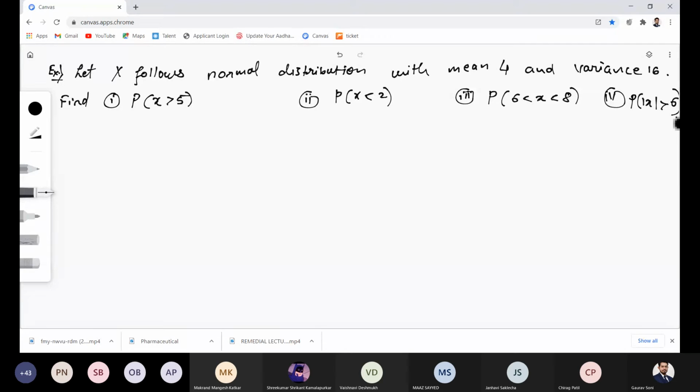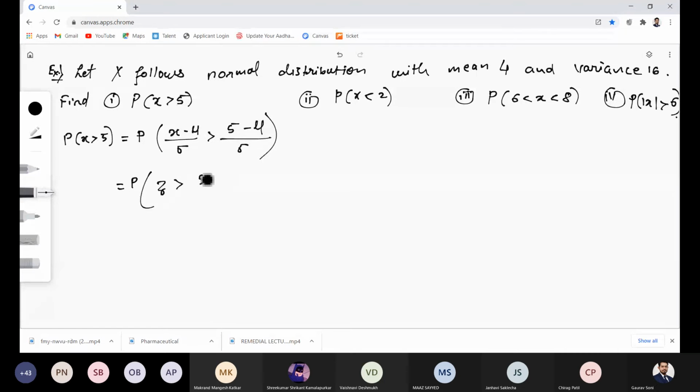So let's come to the first one. Probability of x greater than 5 is equal to probability of x minus mu by sigma greater than 5 minus mu divided by sigma. Put the values of mu and sigma. So x minus mu by sigma will become z. So 5 minus 4 divided by sigma, variance is 16, so sigma will become 4. So probability of z greater than 1 by 4, which is 0.25. So 0.25, 0.0987.